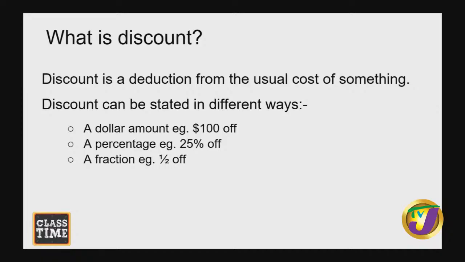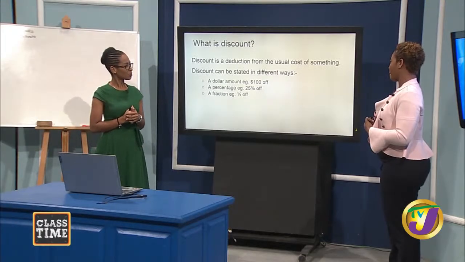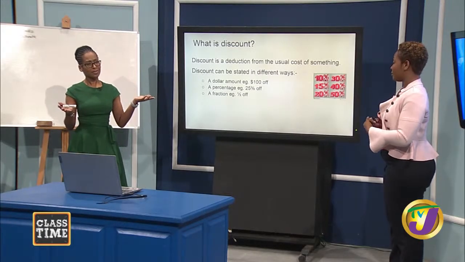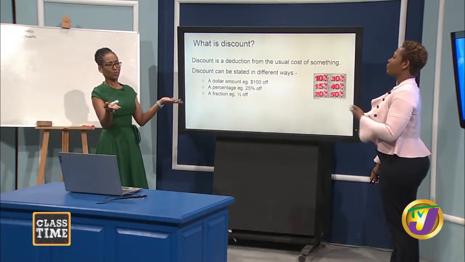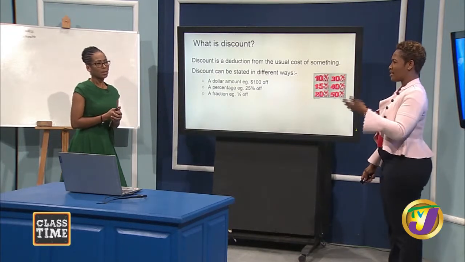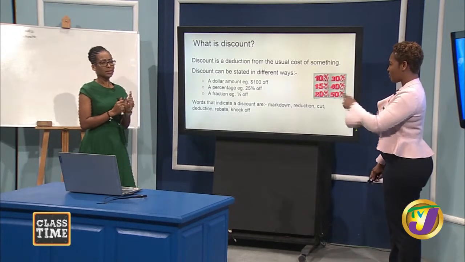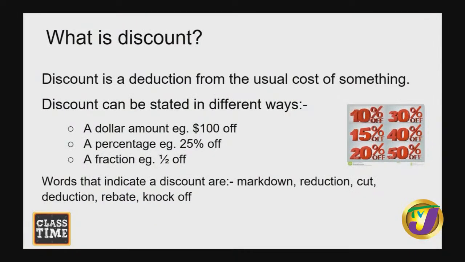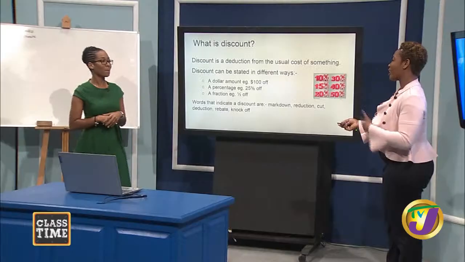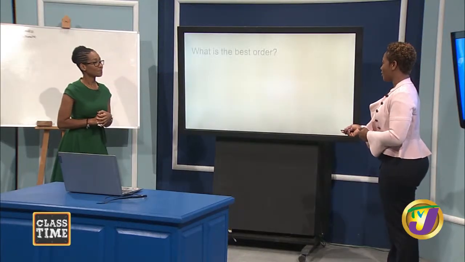But you know what, there are some keywords too when we're thinking of discount, because we won't necessarily only see discount. We want people to know that when these words pop up, it is still a discount. And these words would be like? Markdown, reduction, cut, deduction, rebate, and knock off. Knock off the price. All right. So there are various percentages that we can look at when we talk about discount. We'll look at some more.